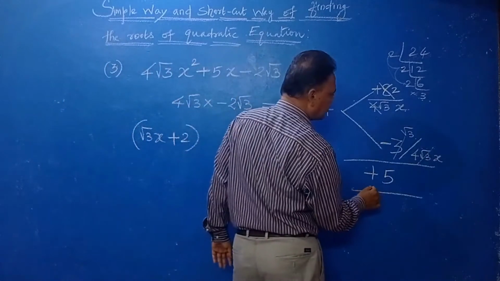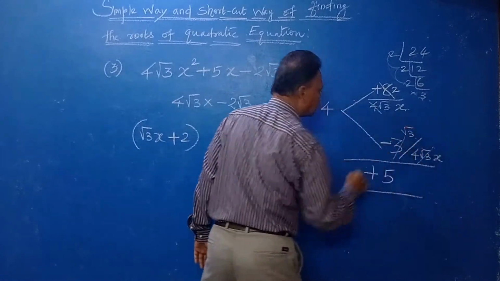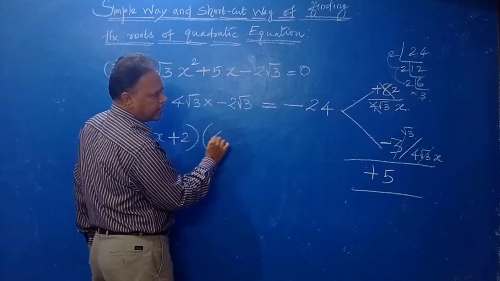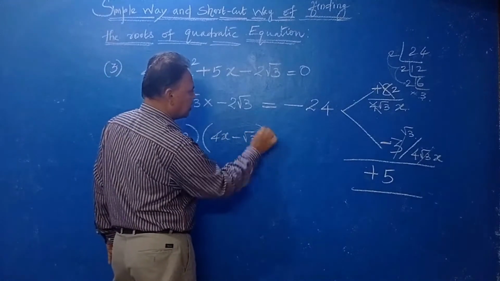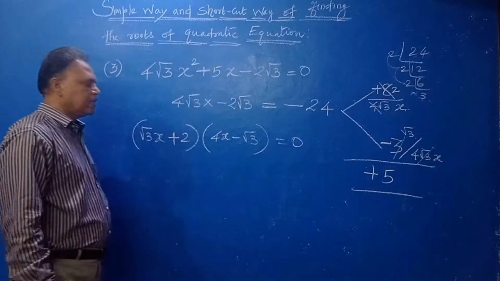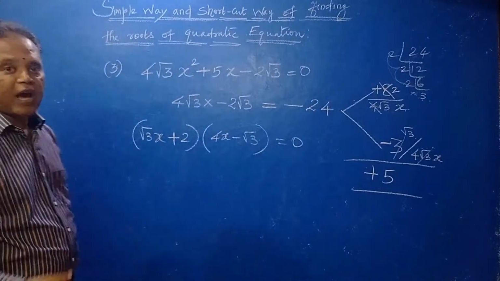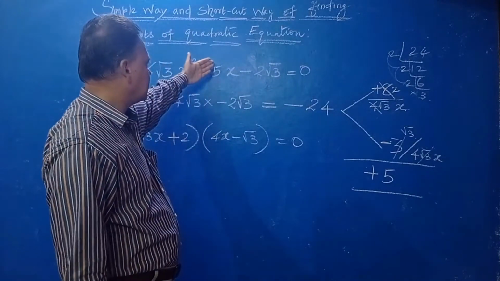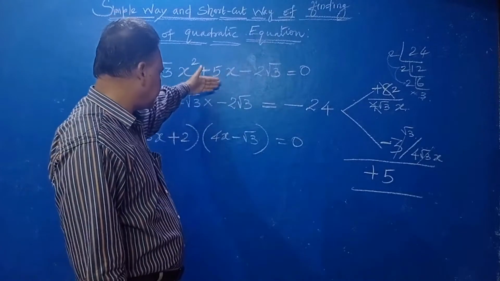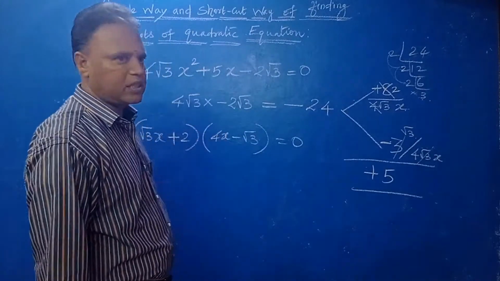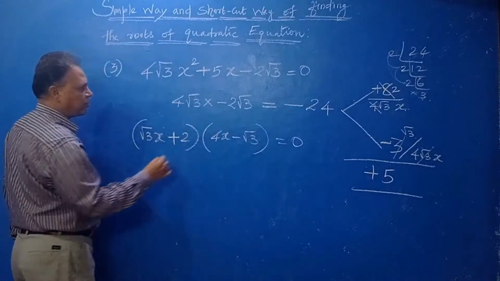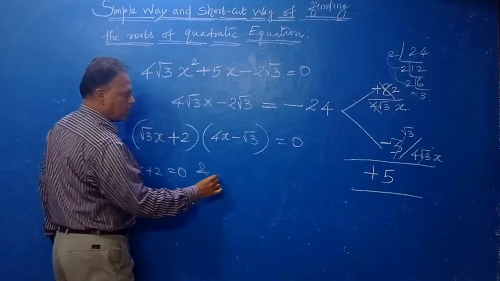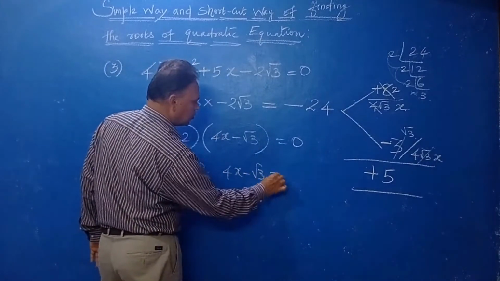Now here another factor you see, 4x minus root 3, properly with sign, that's equal to 0. Clear? Suppose we have doubt, you see the ordinary method. You split this, using that factor you have to split and take common. Correctly we will get this. Now both factors you have to make 0: root 3x plus 2 equal to 0 and 4x minus root 3 equal to 0.